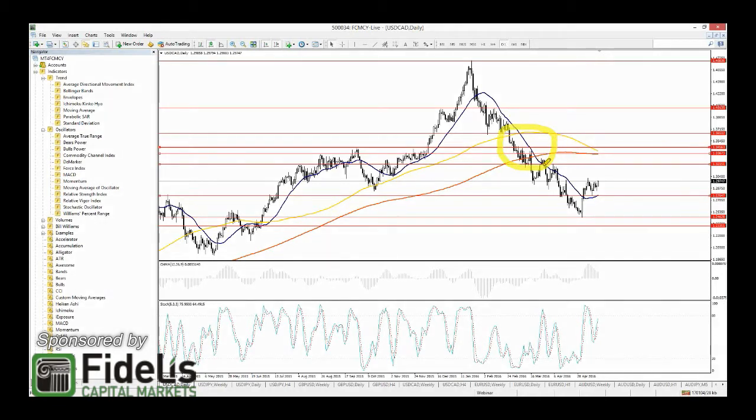So this is a triple crossover. It's a bearish signal, and with some traders it is considered stronger than the double crossover.